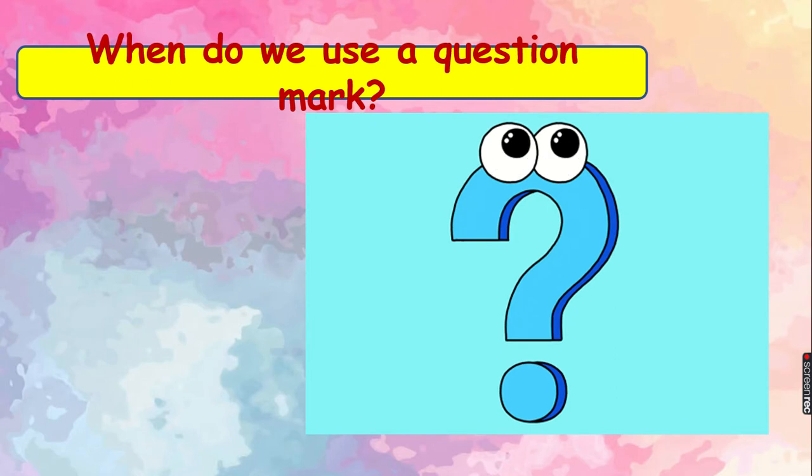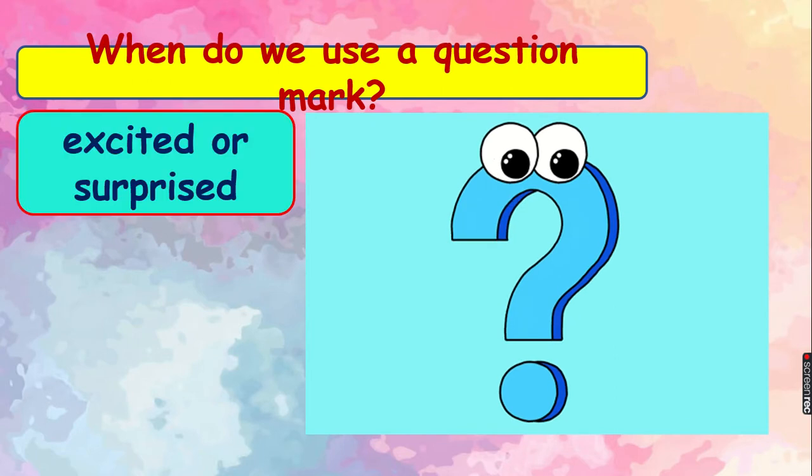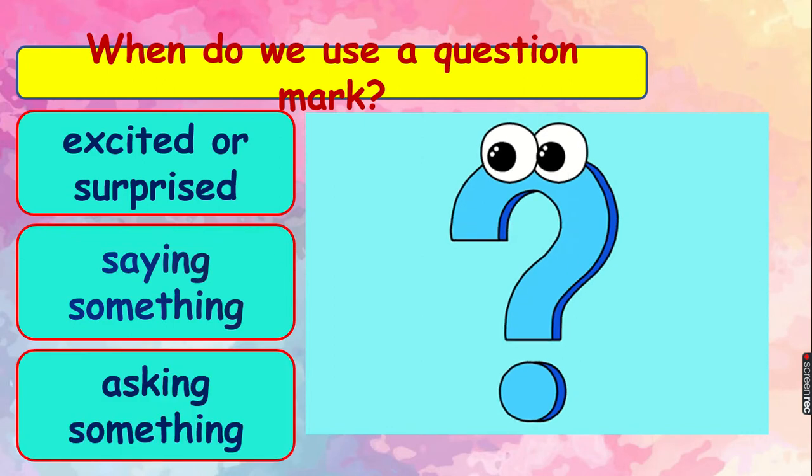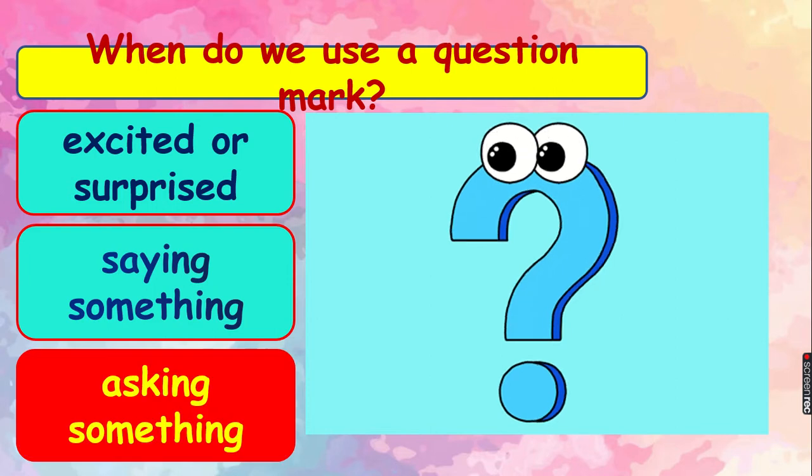And when do we use a question mark? Do we use it when we're excited or surprised? Or when we're trying to say something? Or when we are asking something? You're right again. We use it when we want to ask something or we want to know something. And here are the question words that we already discussed last time.